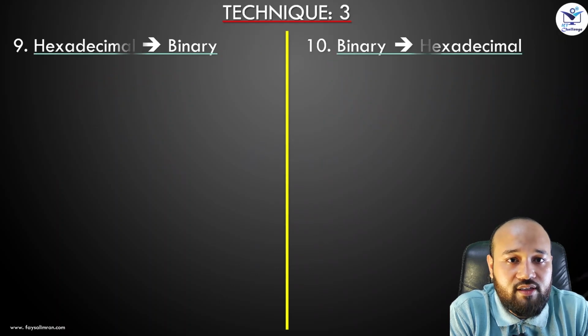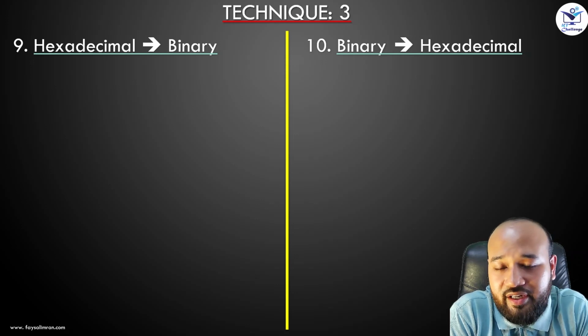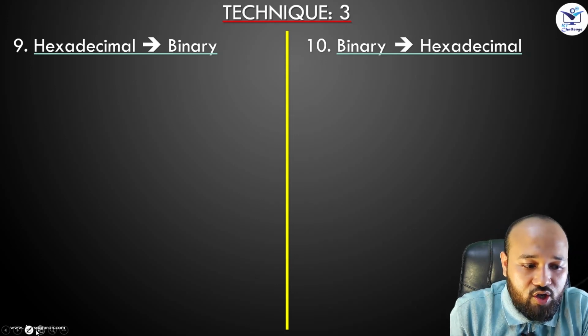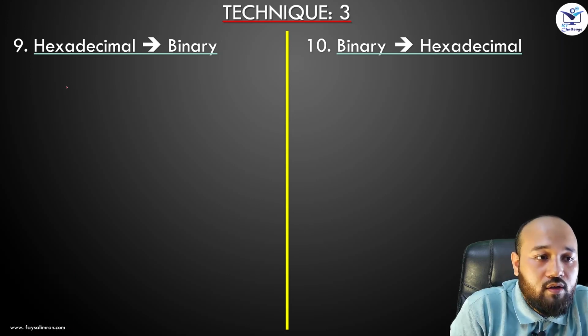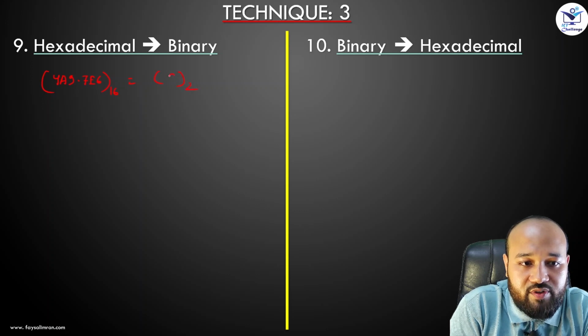Now all of the systems are the same in technique 3. So here is our technique 3 and rules number 9, hexadecimal to binary, and 10 is binary to hexadecimal. So I have to write a number first for hexadecimal. We write here like 4A9.7E6. This is the value of hexadecimal and we have to convert it into the binary number system.